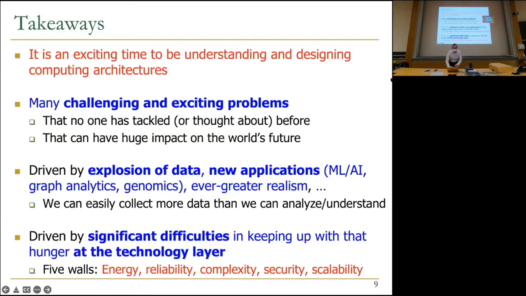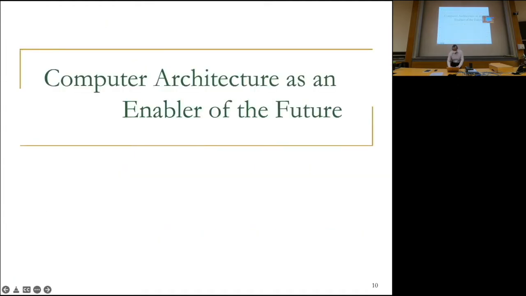It's really a great time to be understanding and designing computing architectures because there are many challenging and exciting problems, both at the lower levels of the stack, technology levels, devices. RowHammer is an example. At the architecture level, memory refresh is an example. And at the applications level, we have these really extremely intensive applications that we don't know how to really work with in our computing platforms. And as you see, it's driven by the explosion of data, new applications, ever greater realism, push for many different new things. And we clearly have significant difficulties at the technology layer as well, as we saw with RowHammer, for example. So hopefully you're as excited as I am to go forward.